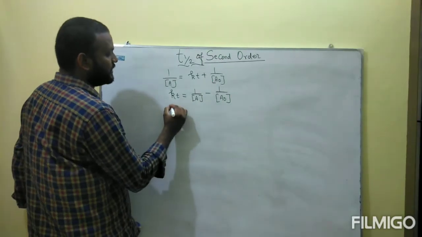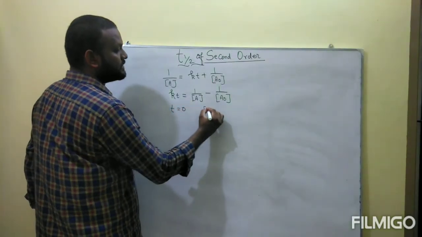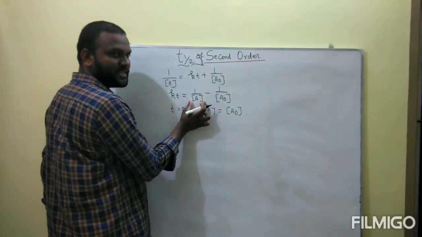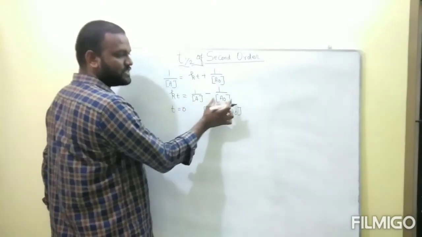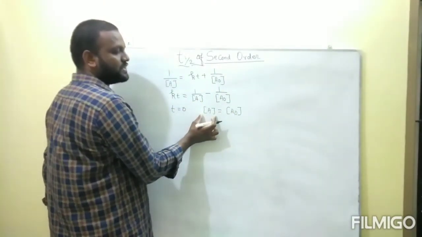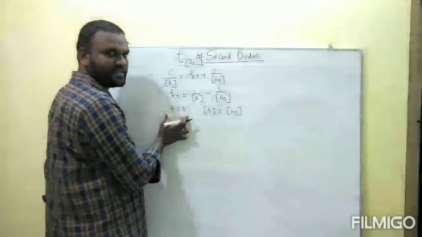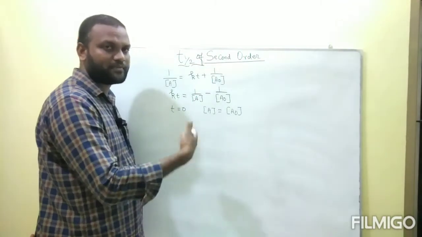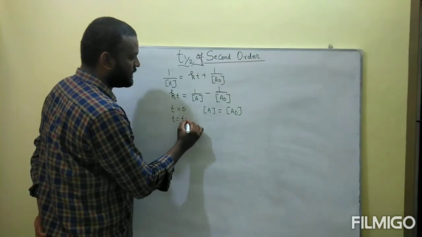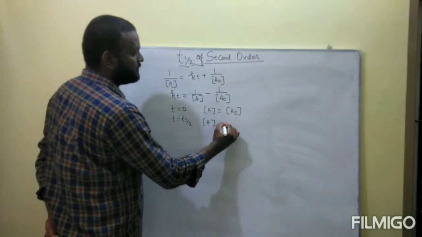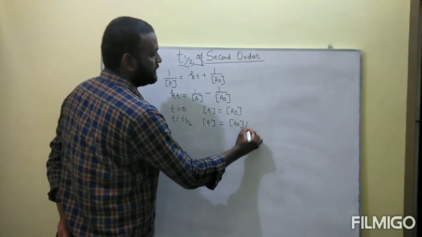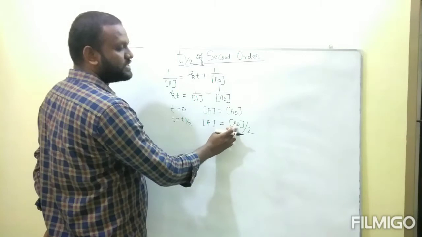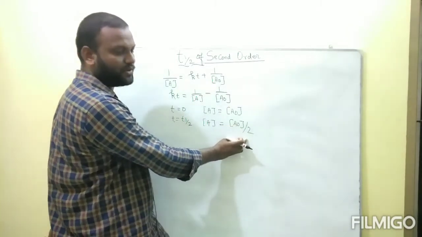So we just modify. When T is equal to 0, then concentration of A is equal to concentration of A0. This is our initial concentration. Suppose after the time, that means 100 gram to 50 gram, after the time T is equal to T half, now the concentration of A becomes 1/2 of the initial concentration, because 1/2 of it is converted into product. So it is A0 by 2.